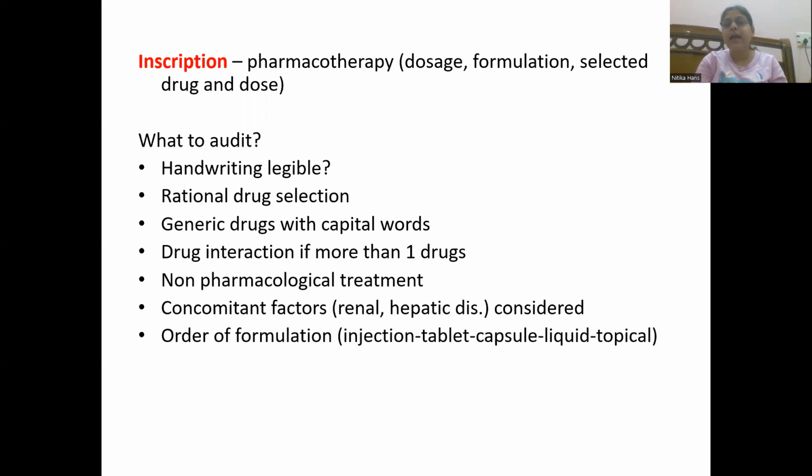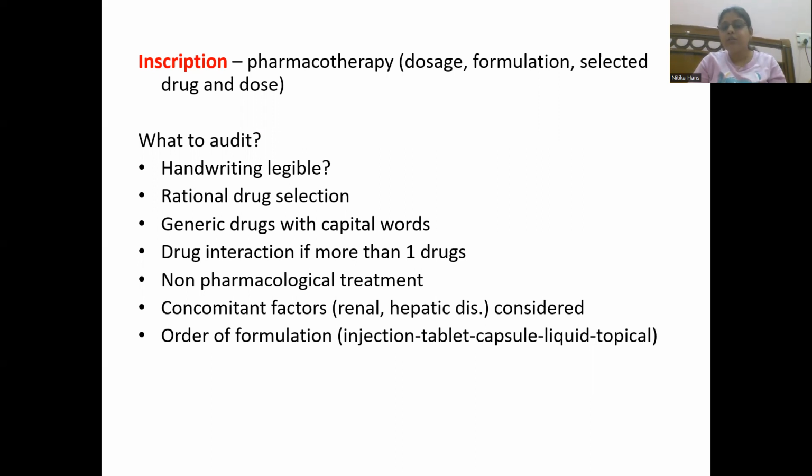Here we have to see that the handwriting is legible, drug selection is rational, and generic drugs have been given. In the inscription part, we have to prescribe the drugs by generic name. If more than one drug is given, we have to look for drug interaction, that the two drugs do not have any undesirable interaction. Whether non-pharmacological treatment has been written or not. Concomitant factors like renal or hepatic disease have to be considered.